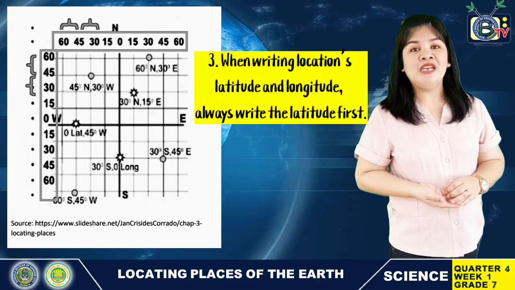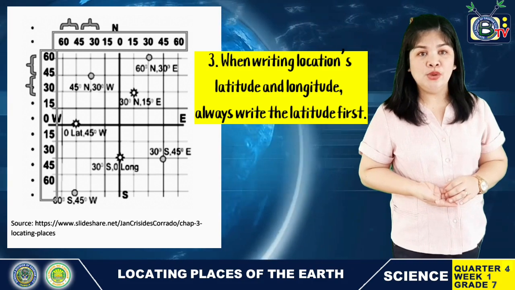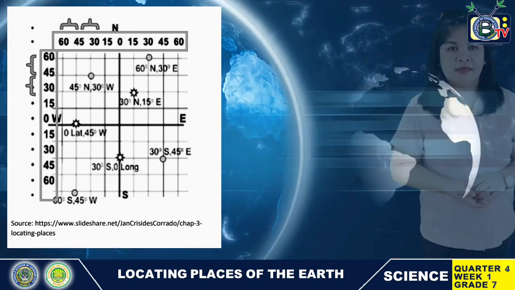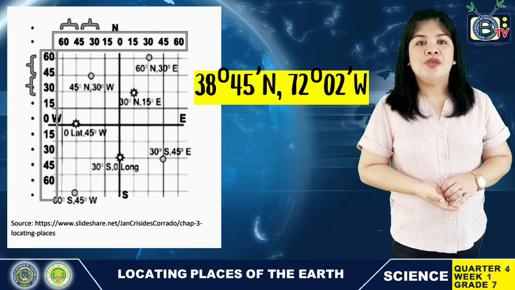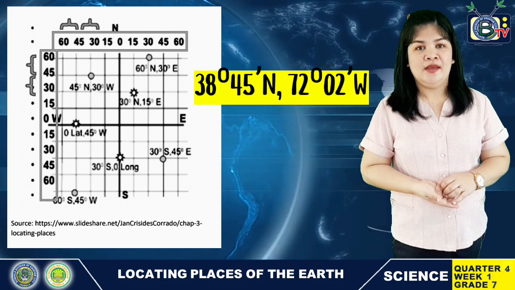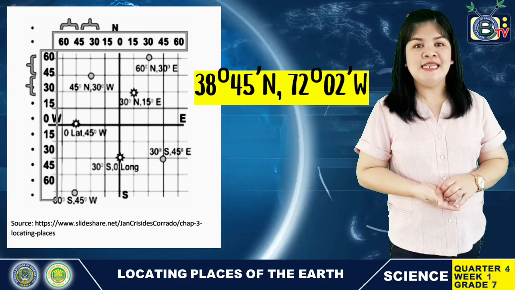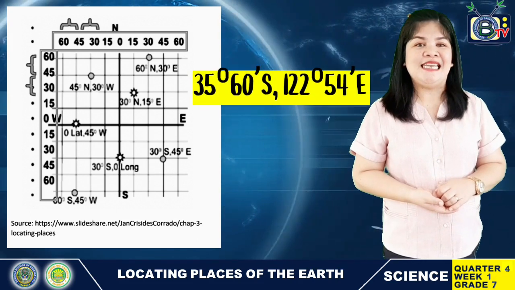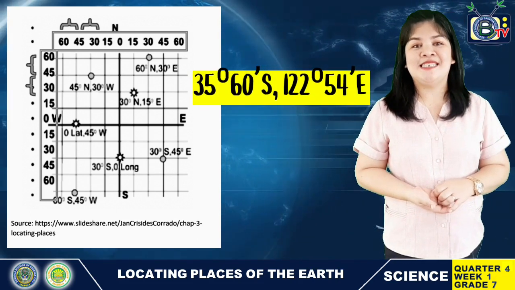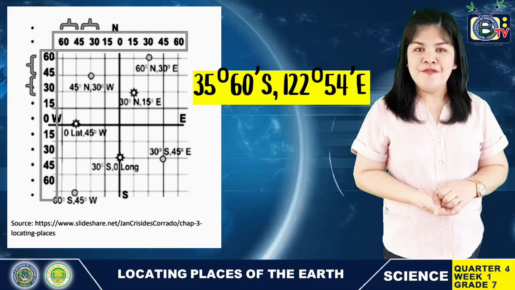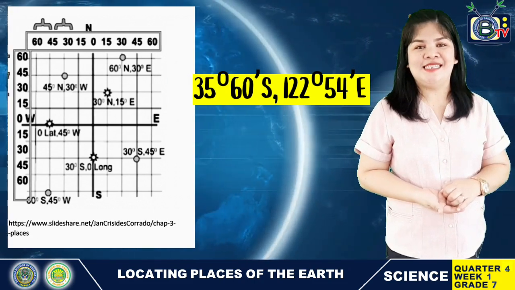When writing locations, latitude and longitude, always write the latitude first. Examples: 38 degrees, 45 minutes north. 72 degrees, 2 minutes west. 35 degrees, 60 minutes south. 122 degrees, 54 minutes east.